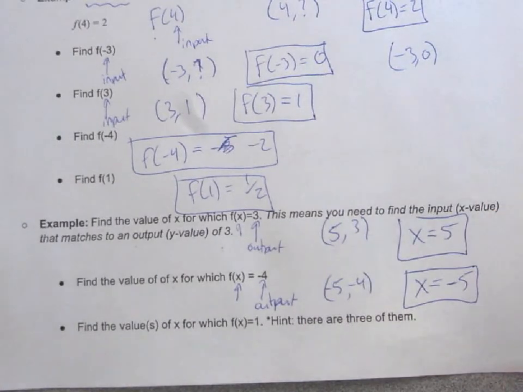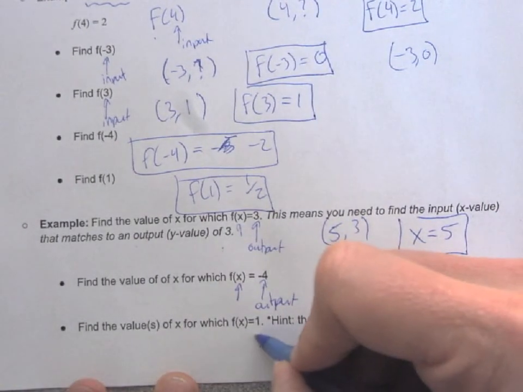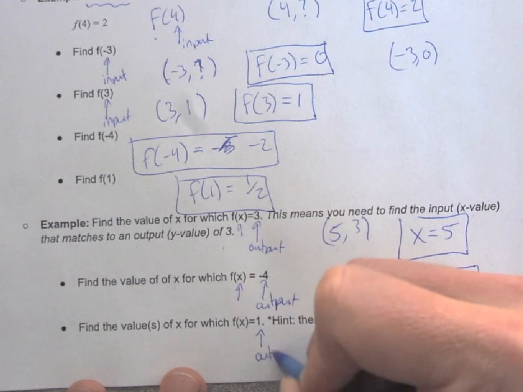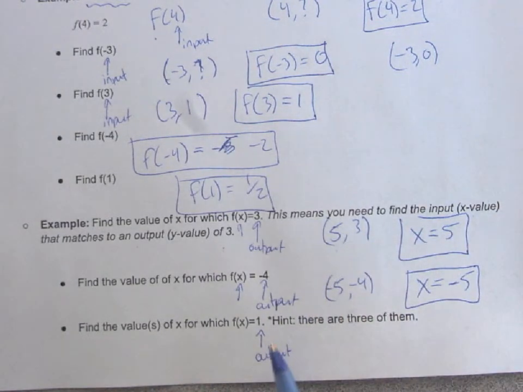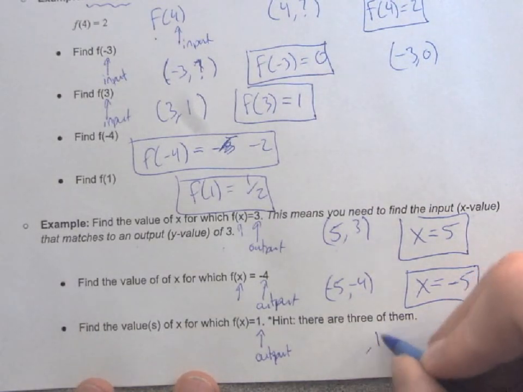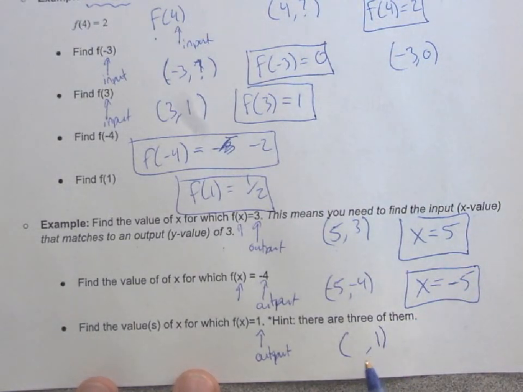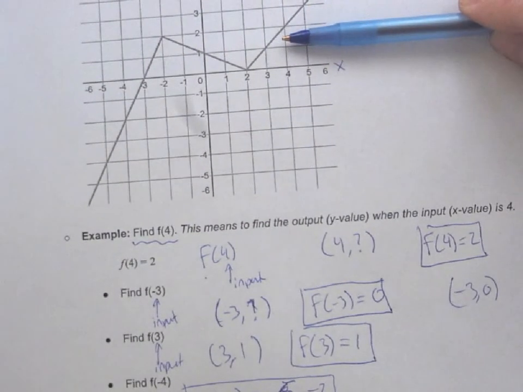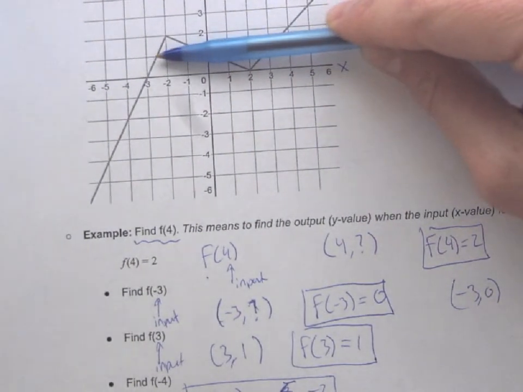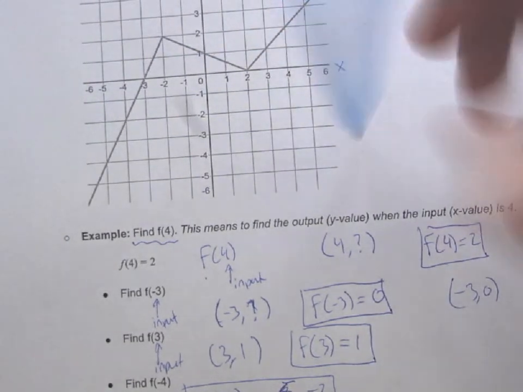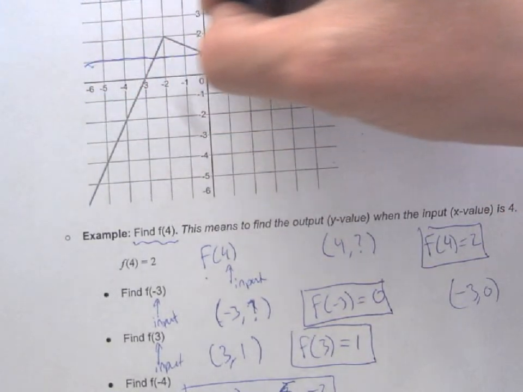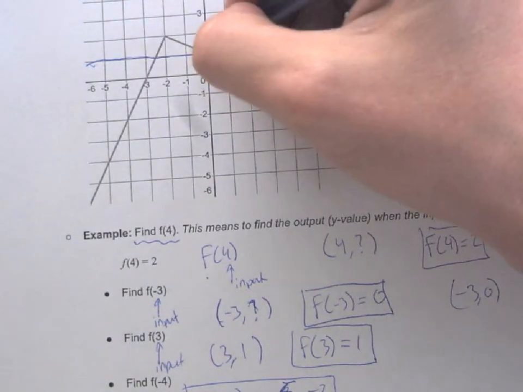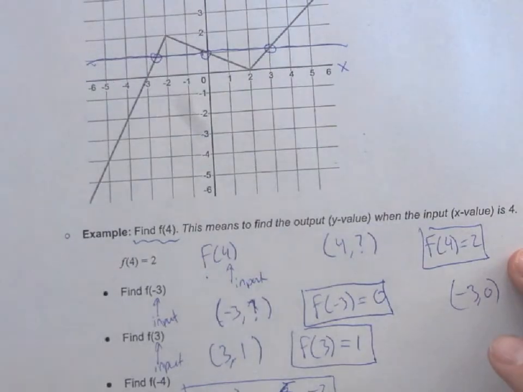Okay, last one here. Again, they're giving us the output. The number's not in parentheses, it's not the input, it's the output. So that's giving us y. We want a value where we have blank comma 1. We want an x value for when y equals 1. So we go to our graph and we look at where y equals 1. But it looks like there's actually a few different numbers. If I were to draw a line at y equals 1, I got 3 different x values that make that happen.